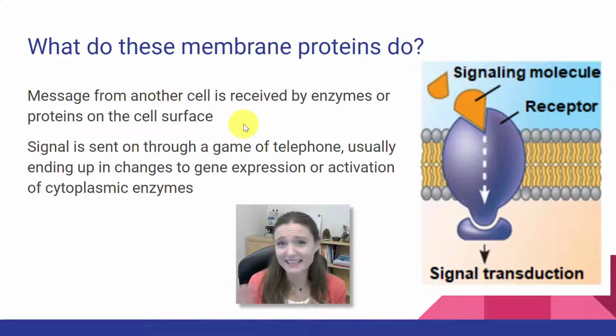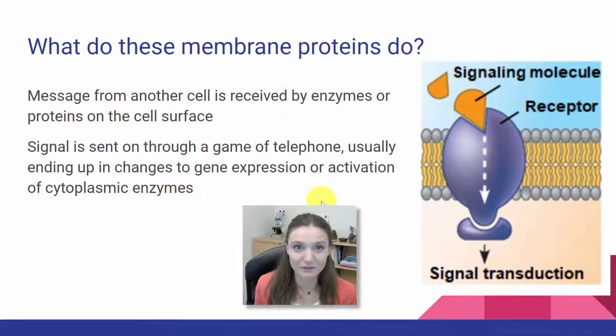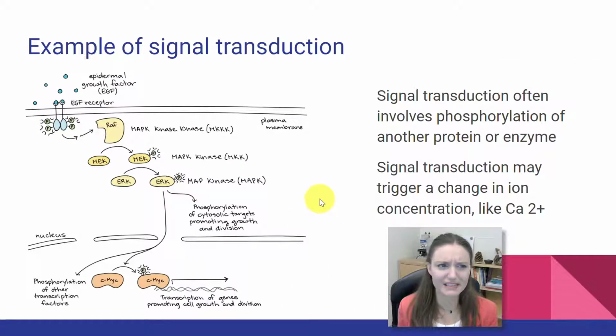So the idea is kind of like a game of telephone. One cell sends out this signal, this message, and then that's relayed to the next protein, and then to the next protein, and so on and so forth. So here's an example of a growth factor and how this works. So let's say epidermal growth factor is triggered. We cut ourselves, and our epidermal skin cells need to reproduce. They need to go through mitosis to heal up that cut, right?